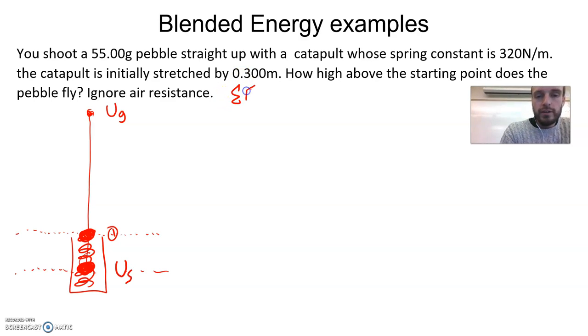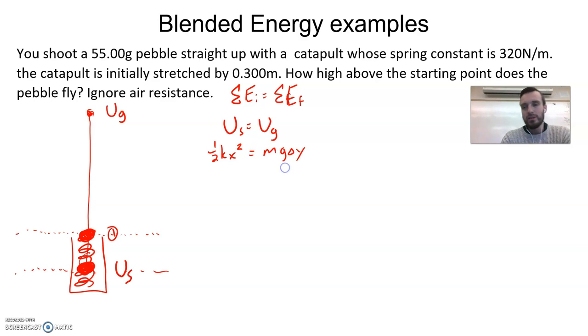We know conservation of energy says that the total energy at the beginning of a situation must be equal to the total energy at the end. At the beginning, we have U_S, or spring potential, and at the end, we have gravitational potential. So using our equation sheet, 1/2 kx squared equals mg delta y. This might be slightly new for you. K is the spring constant, and x is the distance that the spring is stretched or compressed. In this case, it is stretched by this much.